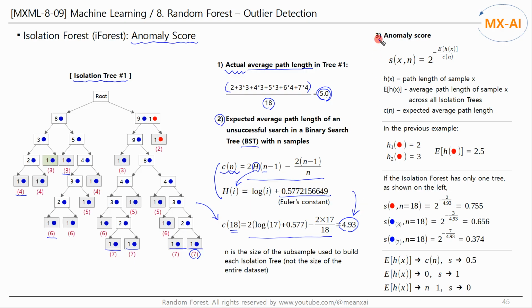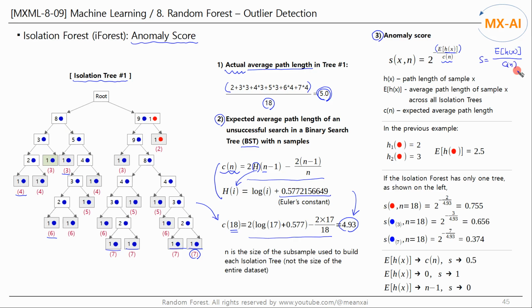The authors defined the anomaly score as follows. In this equation, h(x) is the actual path length of sample x in a single isolation tree. And E(h(x)) is the average path length of sample x over all the trees in the forest. The value of C(n) is the expected average path length that we just discussed.